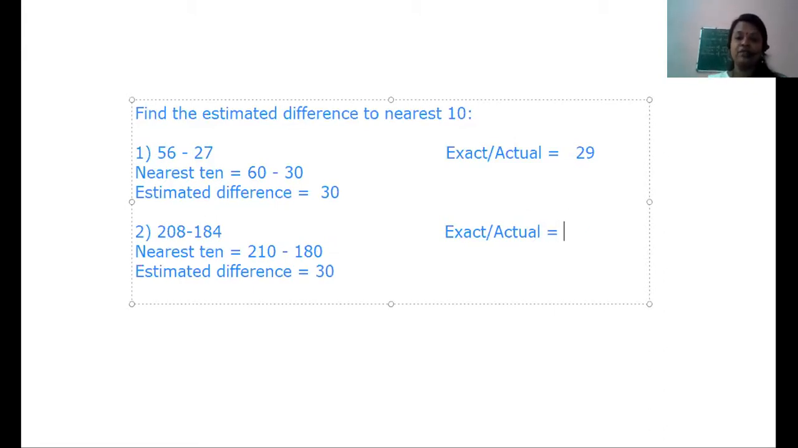Whereas if we try to find the exact answer, 208 minus 184, we have units place 8 minus 4 as 4, and in the tens place we have 0 minus 8, which is not possible, so I had to borrow from 2. So it comes 10 minus 8, that is 2, giving 24. So we could note that the result we get here is the exact difference, whereas this other one is the estimated difference.